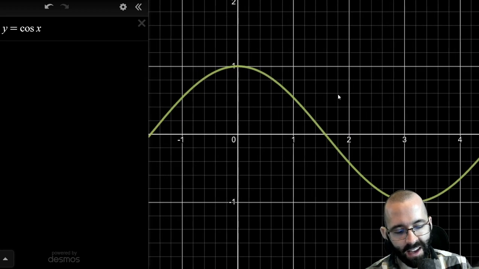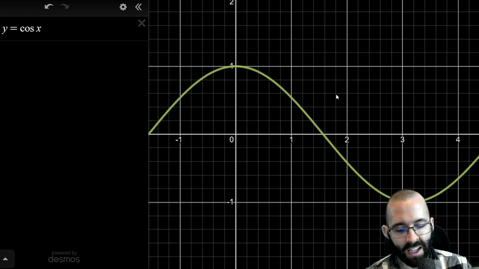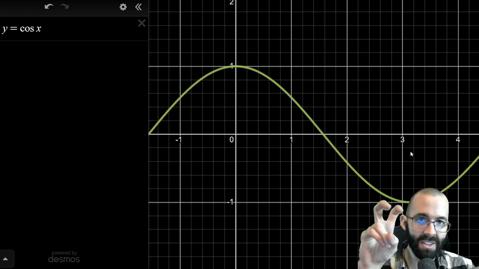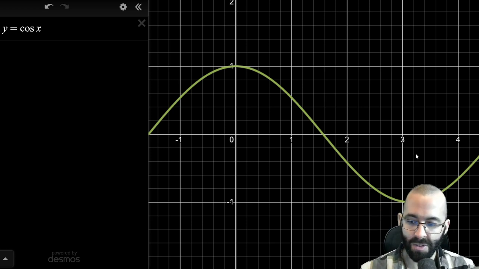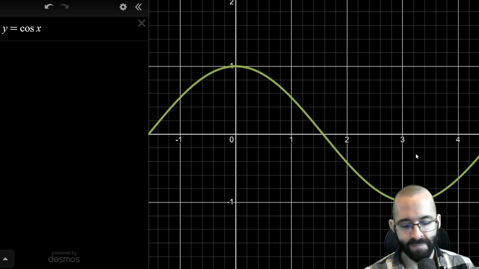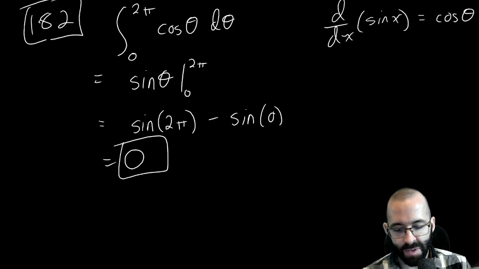It's exactly the same as looking at this integral. This is indeed the same area as that. And for net signed area, we count this as negative. Same for integrals. Integrals use net signed area. So it should not be super surprising, if you know the graph, that this answer is 0.